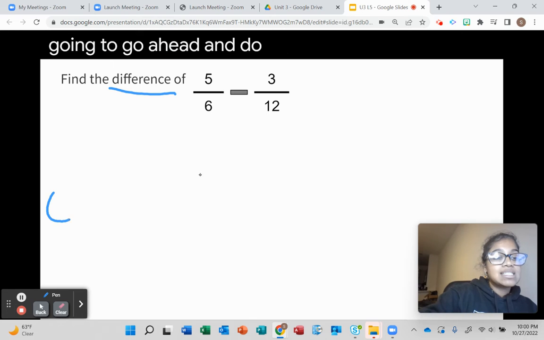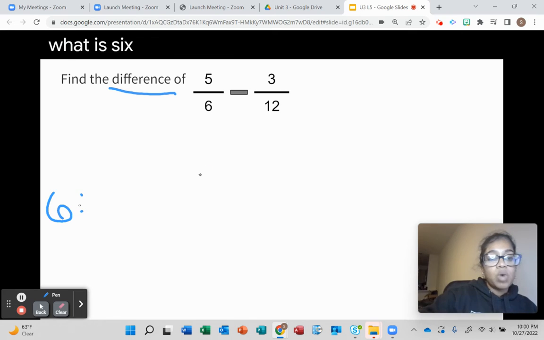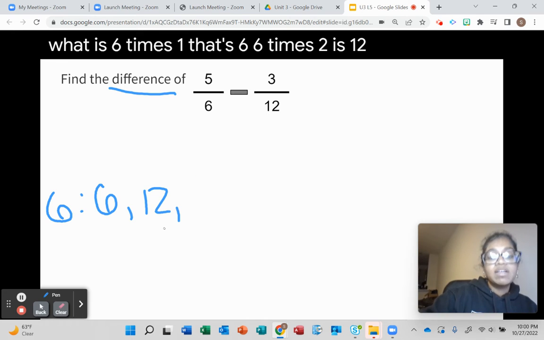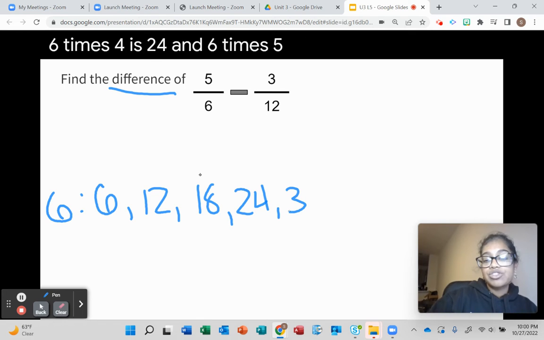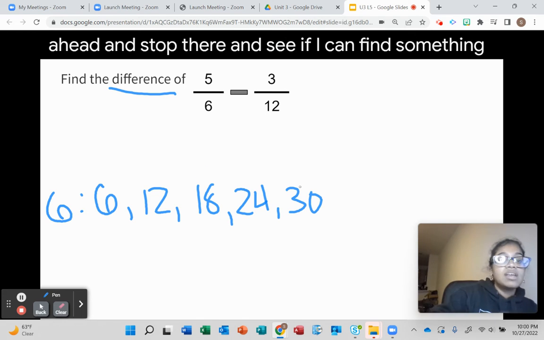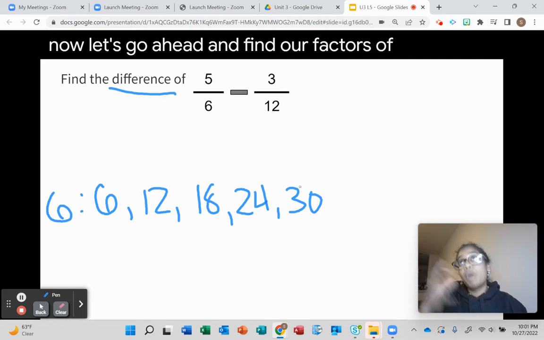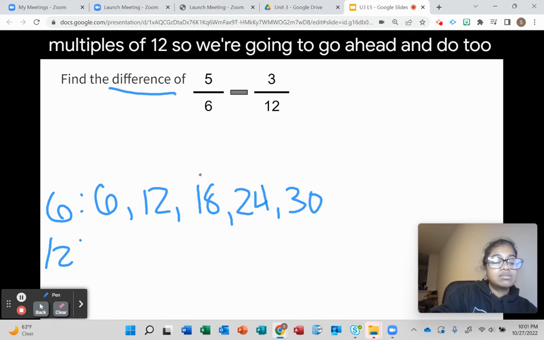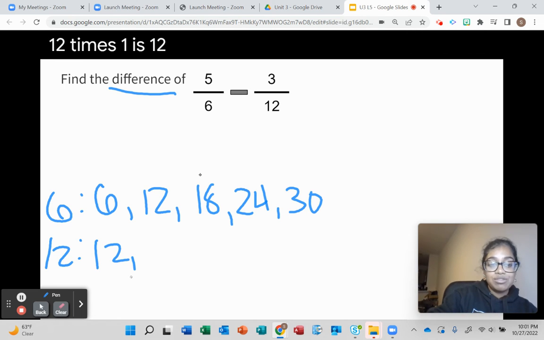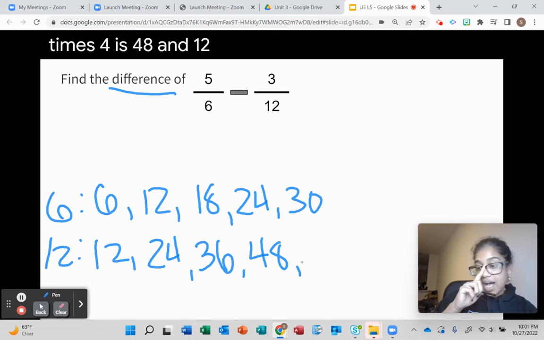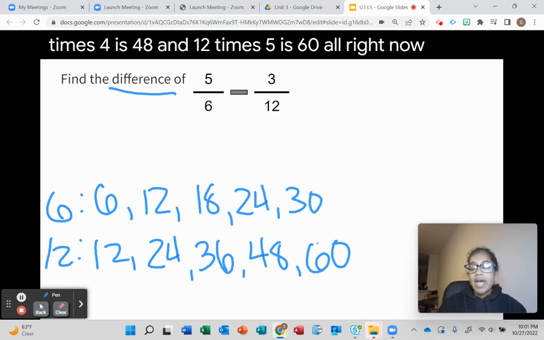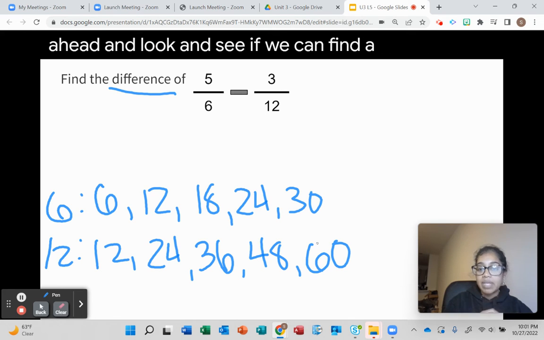So I'm going to do my 6. 6 times 1 is 6. 6 times 2 is 12. 6 times 3 is 18. 6 times 4 is 24. And 6 times 5 is 30. I'm going to stop there and see if I can find something. Now let's find our multiples of 12. 12 times 1 is 12. 12 times 2 is 24. 12 times 3 is 36. 12 times 4 is 48. And 12 times 5 is 60. All right, now let's see if we can find a common multiple.